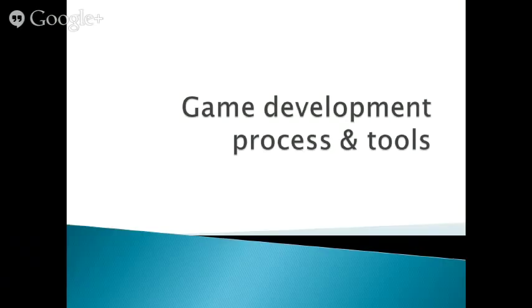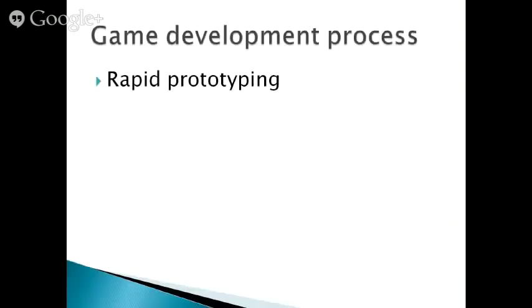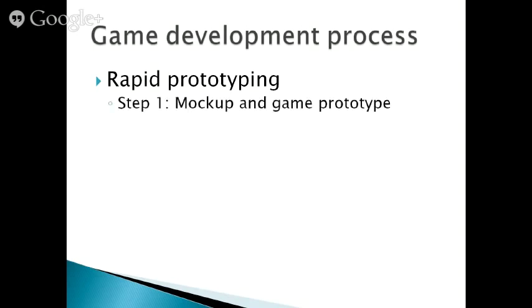As mentioned earlier in the beginning of the preview, I'm going to briefly share the game development process as well as the tools that I commonly use in creating games. So I usually start off with a rapid prototype. There are 3 steps involved. First, creating a mock-up and a game prototype. Sometimes this is done on paper so that I have an idea of what I'm trying to build. It is usually going to be a one screen or one level game.